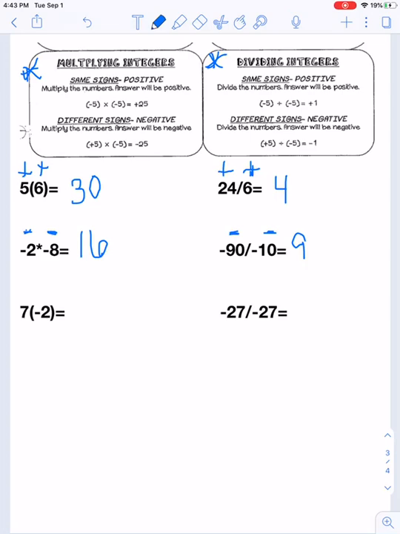Say we have 7 times negative 2. We have a positive and we have a negative, okay? When we have different signs, our answer is going to be a negative, okay? So first, I just do 7 times 2 like normal, which is 14. I have a positive times a negative, so my answer is going to be a negative.